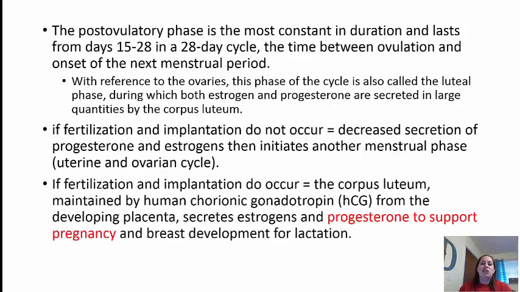Now, if fertilization and implantation do occur, the corpus luteum is going to be maintained by the human chorionic gonadotropin, that HCG, from the developing placenta. This is going to then continue the secretions of the levels of estrogen and progesterone in order to support the pregnancy. And then also it's going to be used with breast development for the lactation. So if the estrogen and progesterone levels stay high because the corpus luteum is continuing to release them, then that normally lets the body know that implantation has taken place with a fertilized egg. And we don't go into the next menstrual cycle.